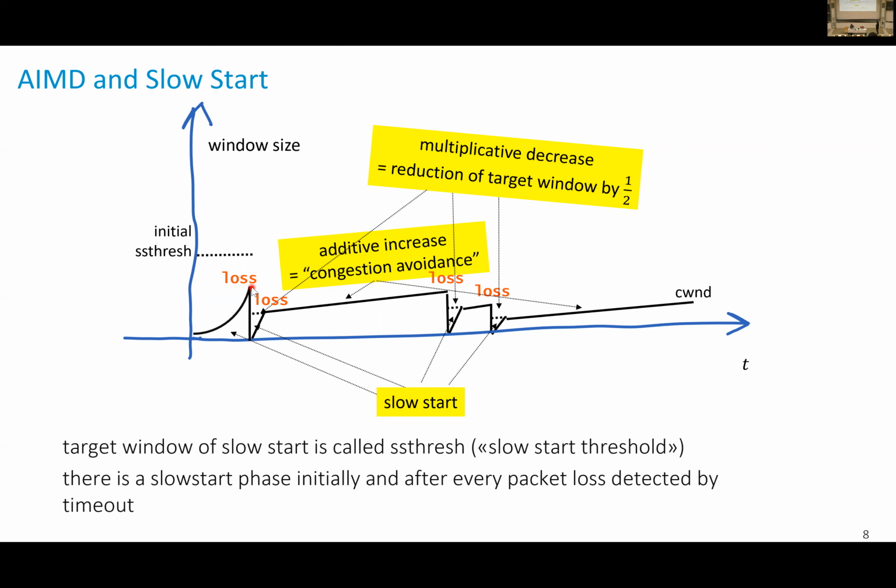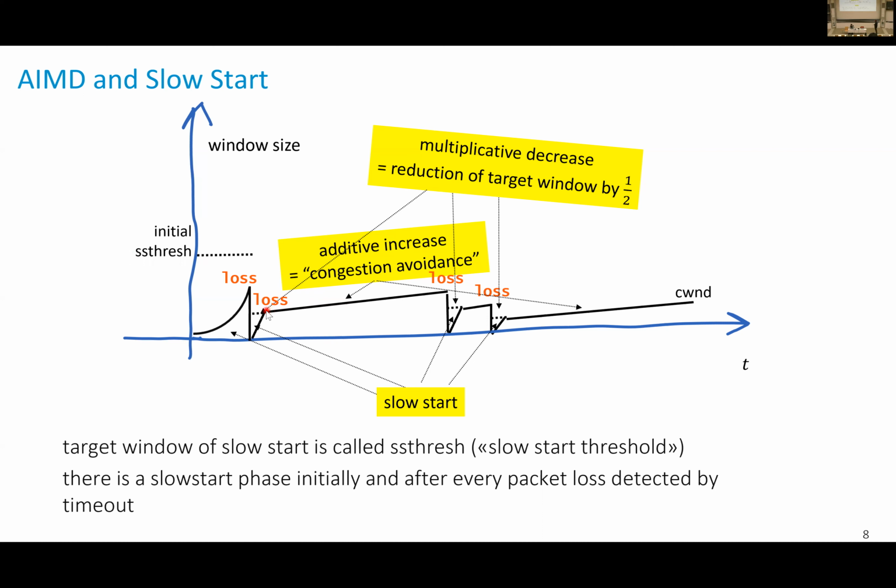And then if we have a loss before hitting the target window, we restart slow start with a target which is half of the window we had reached. So the slow start threshold becomes half of this value here. So this is an example of slow start where I had to do slow start with 2 increases until I get here, which is not very typical. Most of the time, we reach the target window here, but that may happen.